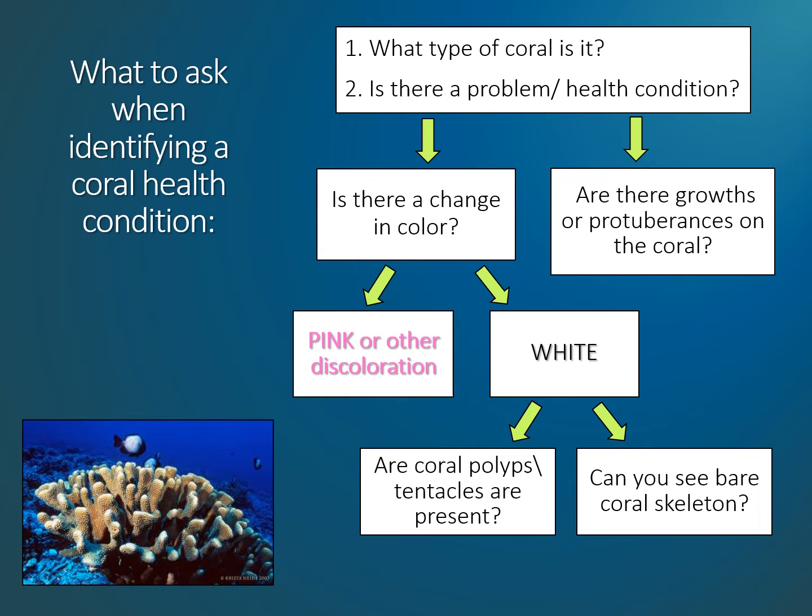The main questions to ask yourself when identifying a coral health condition are: 1. Is there a change in coral color? 2. Are there growths or protuberances on the coral colony? And 3. If a coral is white, are there coral polyps or tentacles present, or can you see bare skeleton? We'll refer back to this line of questioning frequently throughout this module.